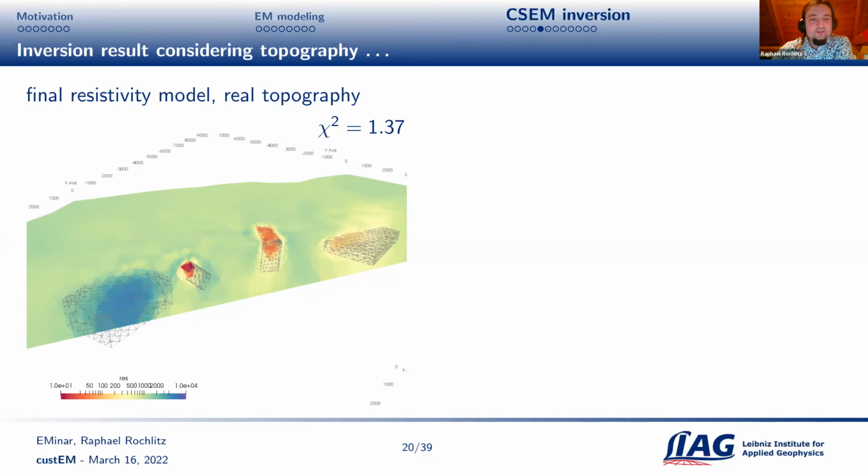And I was curious about what happens if I do not consider the real topography, but invert my synthetic data with a flat surface.